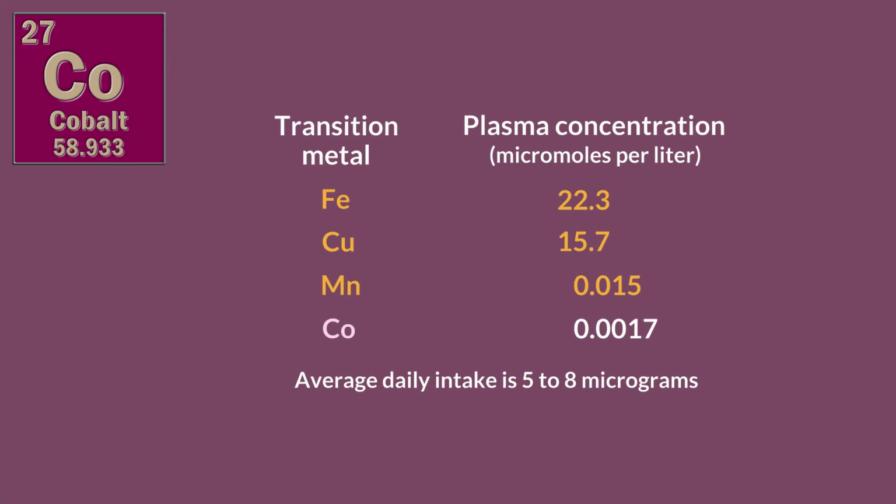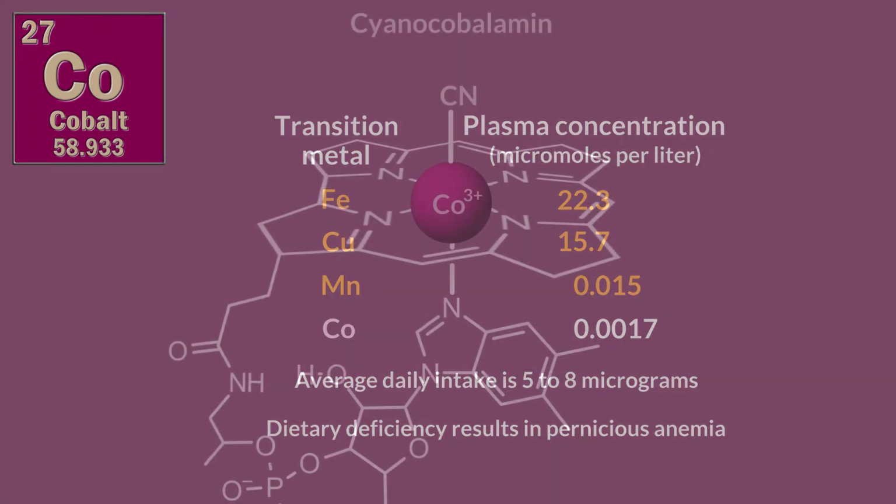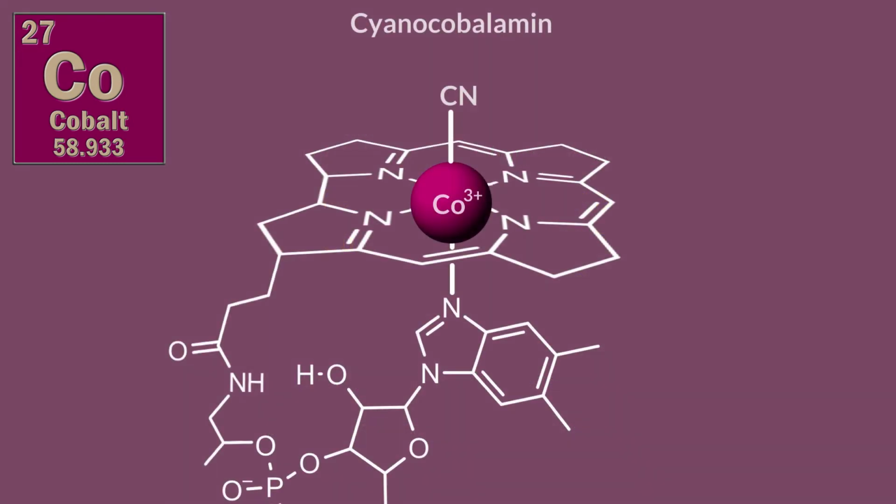Although the amounts are low, it is critical. Without cobalt, severe disease results. Cobalt is essential for the biosynthesis of red blood cells, and deficiency leads to pernicious anemia, which is easily treated with vitamin B12. In dietary supplements containing vitamin B12, the most common form is cyanocobalamin, in which the top ligand is a cyanide group. This form is easy to isolate and is stable in storage.